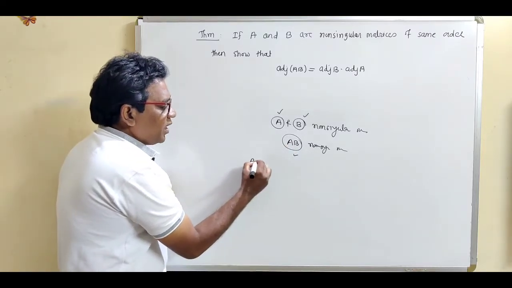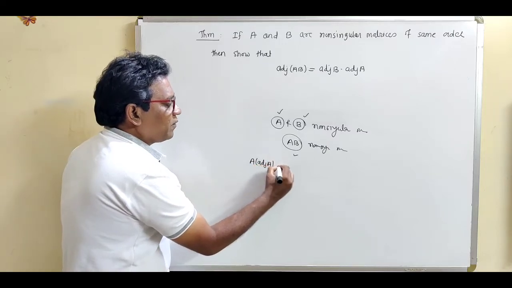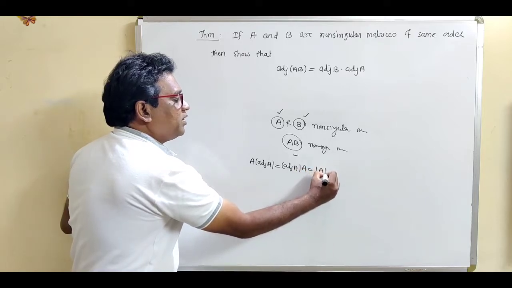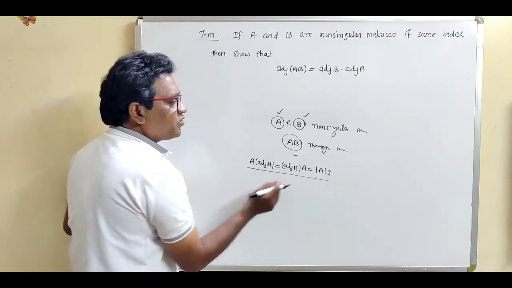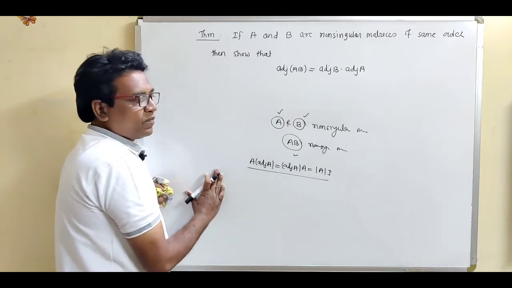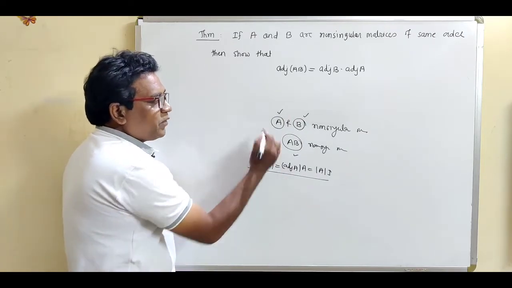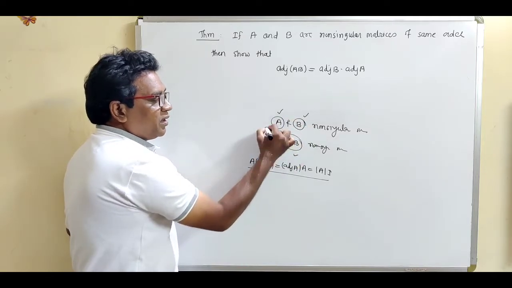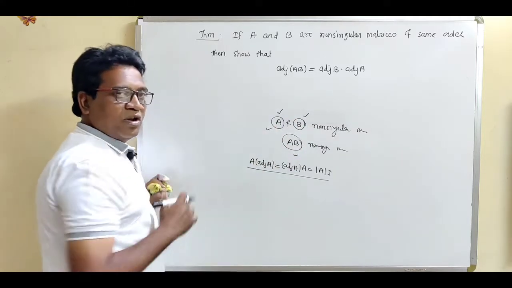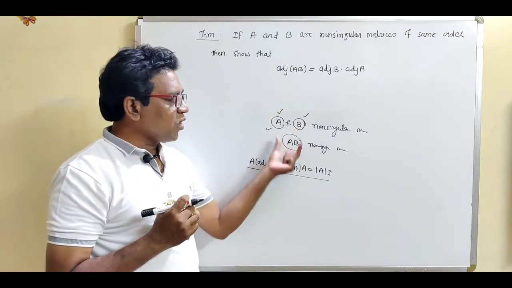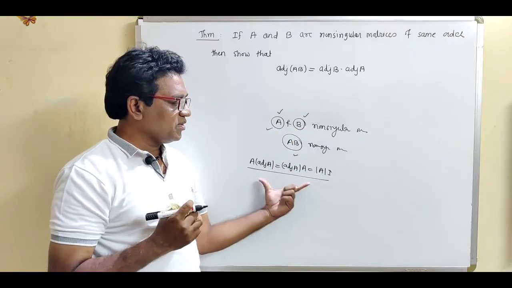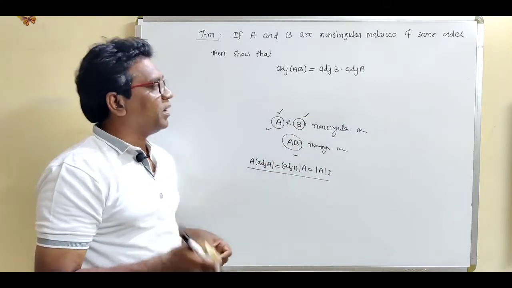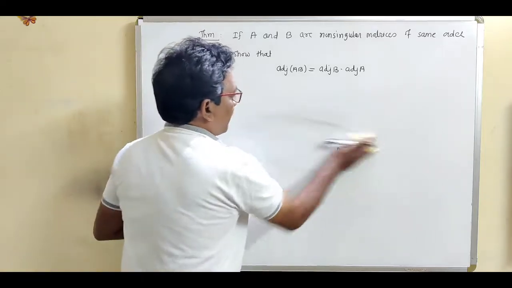And this theorem, A into adjoint of A is equal to adjoint of A into A is equal to determinant of A into I, is true for any non-singular matrix. So we can use this statement for these three matrices, because A, B and AB are non-singular matrices. So let us use this statement for these three matrices. So write down the proof.